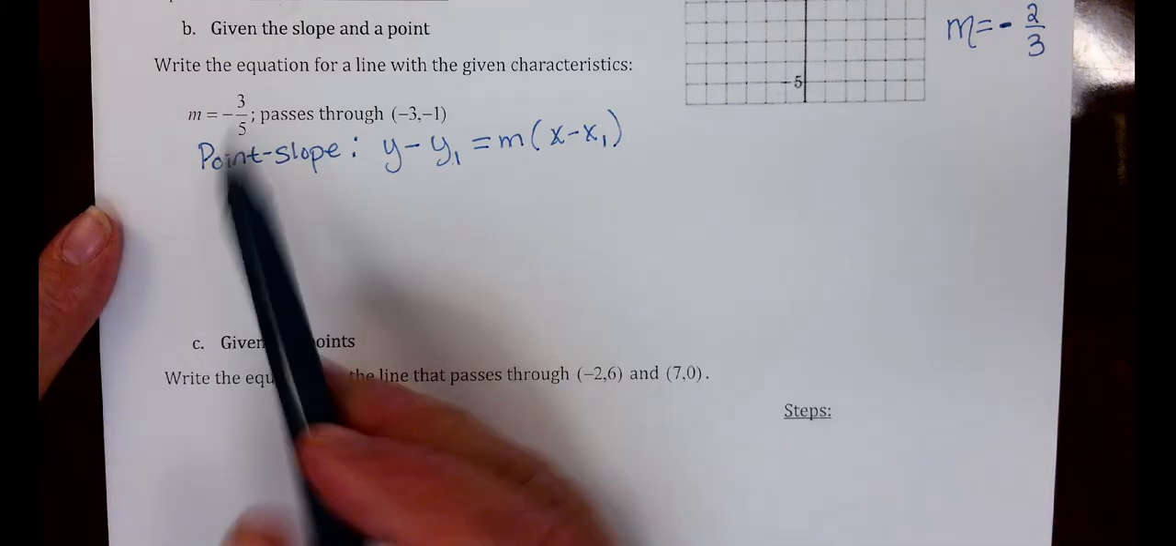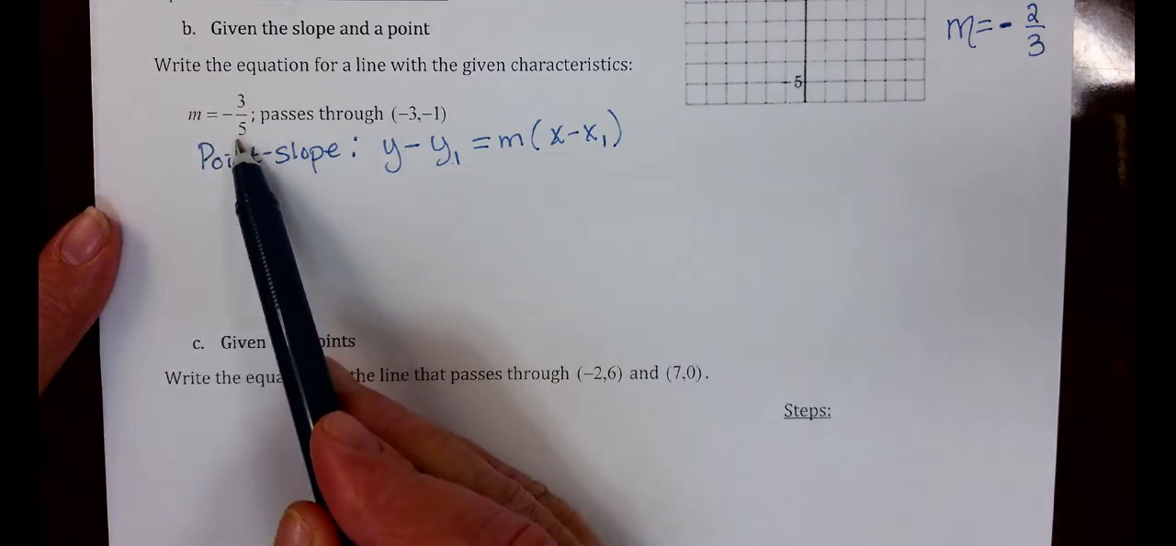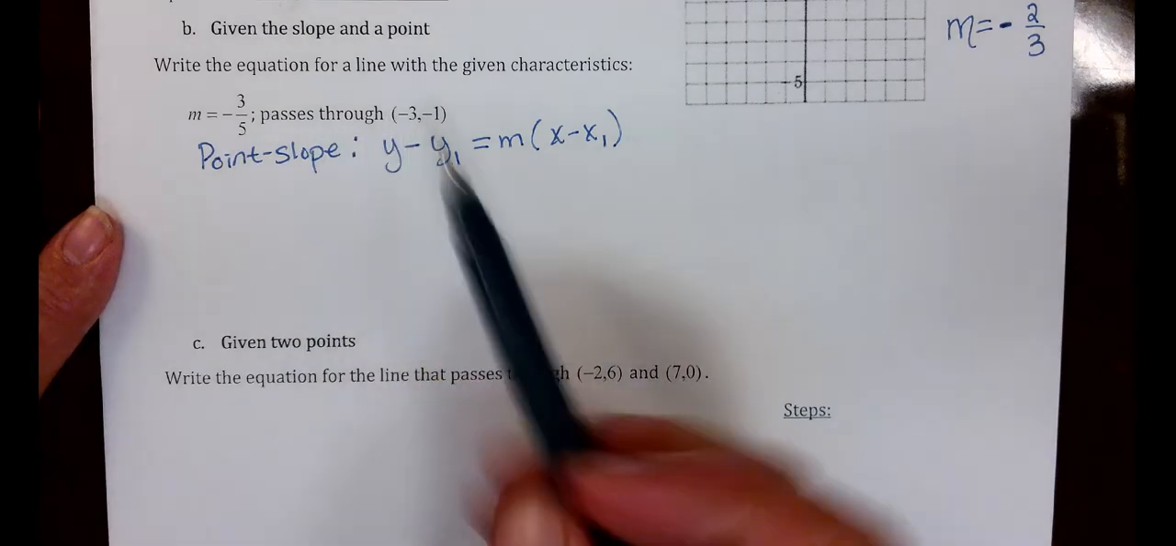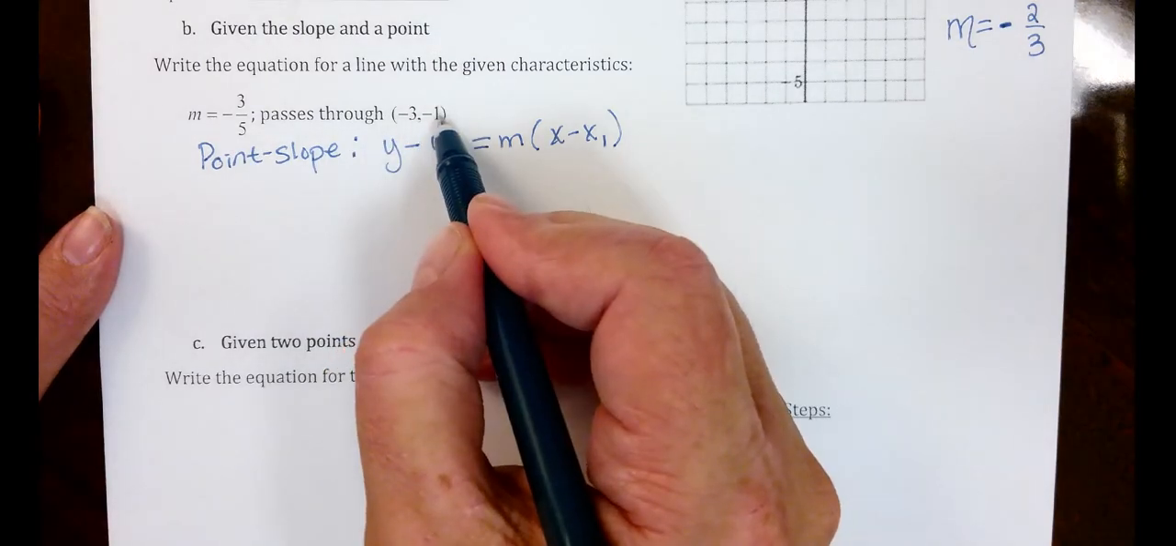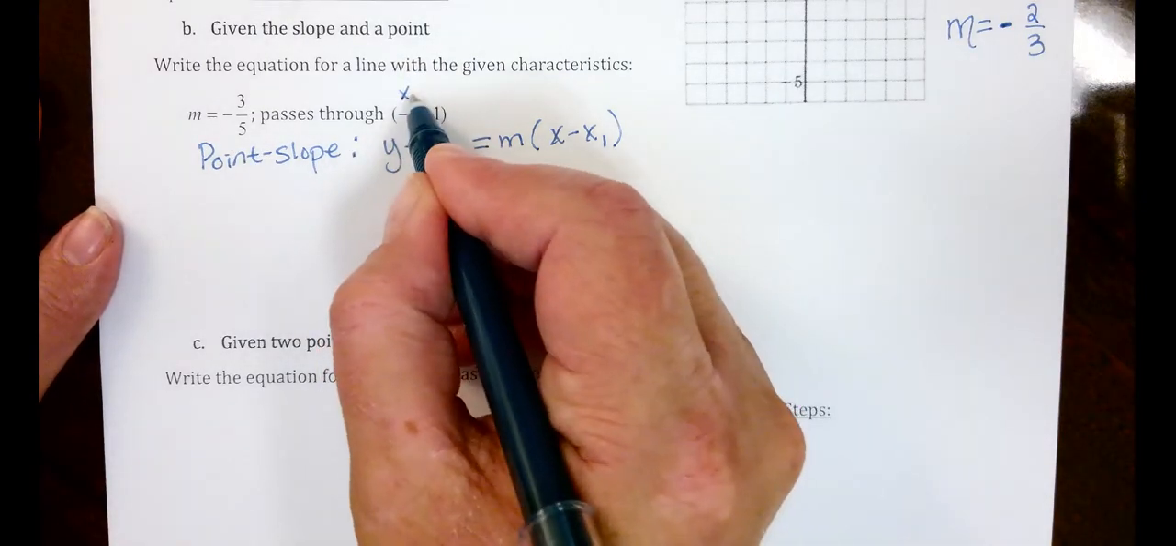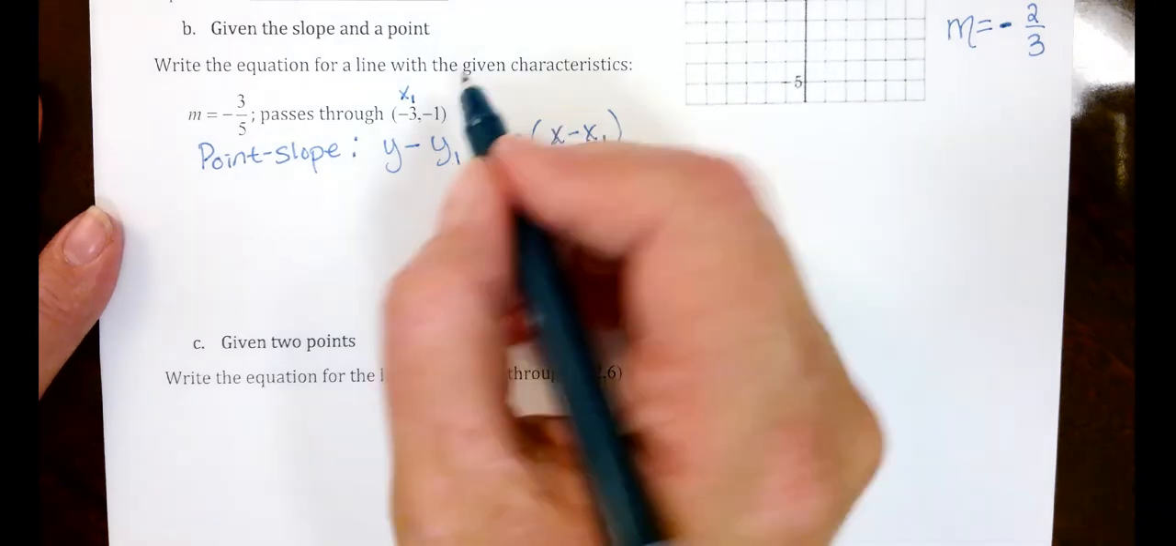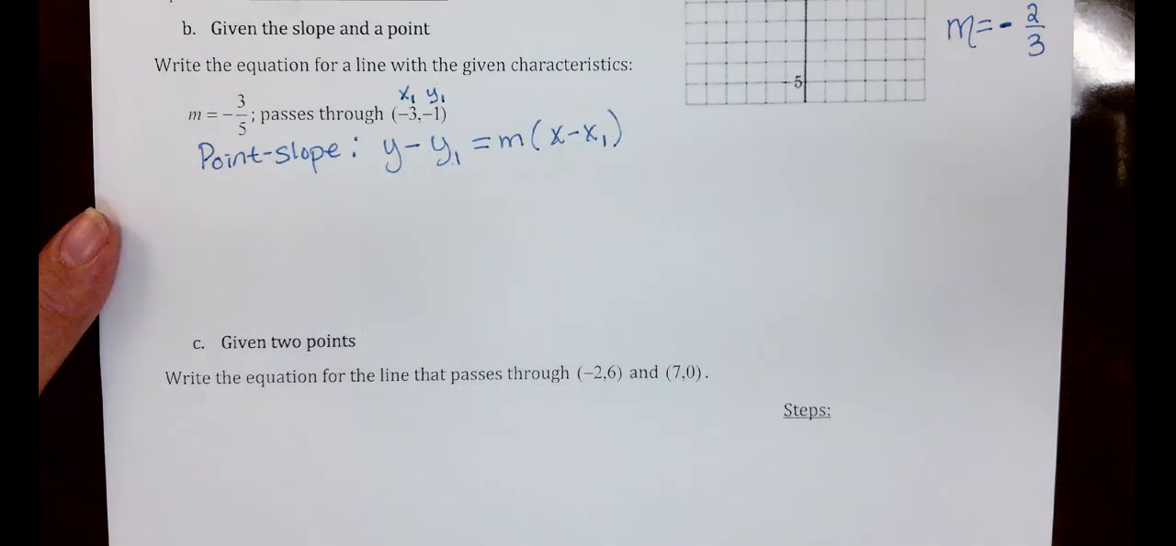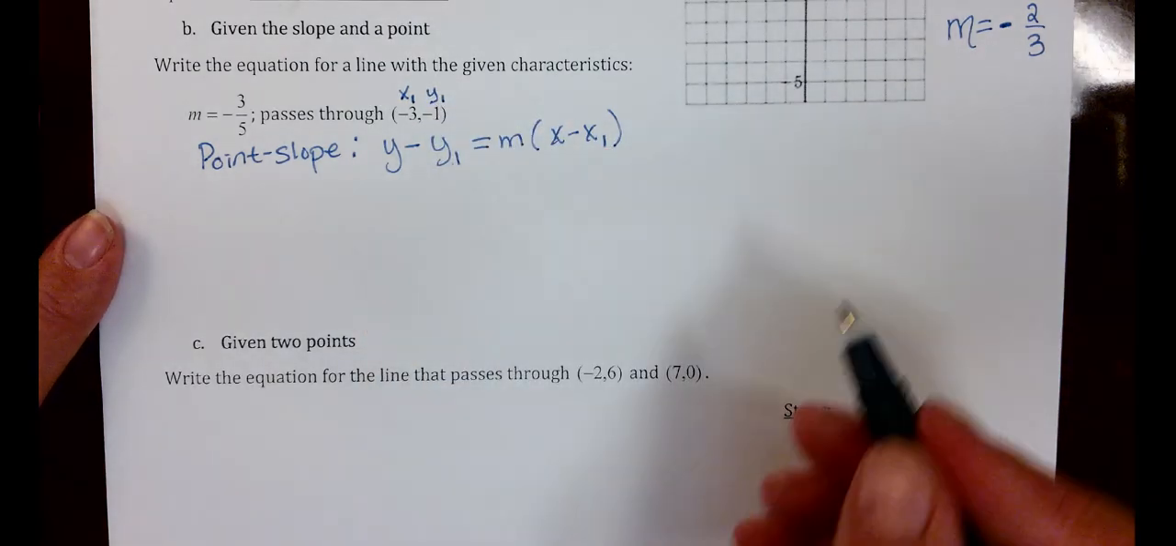So our m is negative 3/5. Our point is negative 3, negative 1. Our negative 3 is x1. Our negative 1 is y1. And so we're simply just going to plug in to this equation.